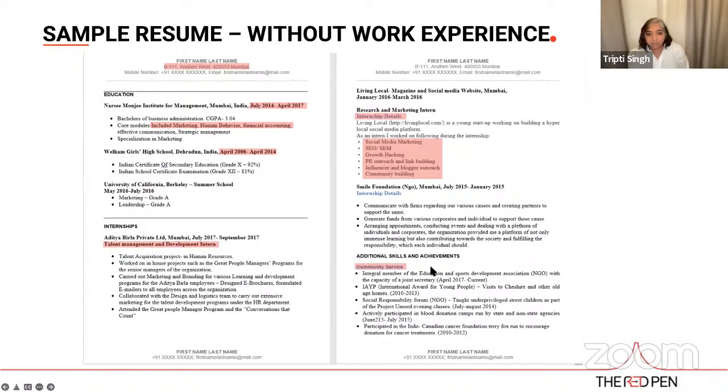Additional skills and achievement, community service, right? Again, it's colored. The internship details, it's colored. That's why it's been highlighted, right? Integral member of the Education and Sports Development Association with the capacity of a joint secretary. IAYP, Young People's Award, Social Responsibility Forum, and then all of this is in college, and then Indo-Canadian Cancer Foundation in school, which obviously there's no place for.